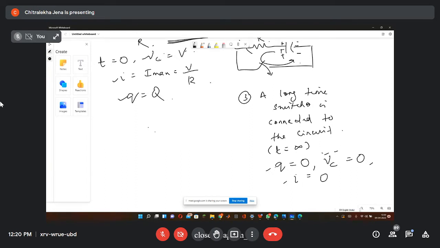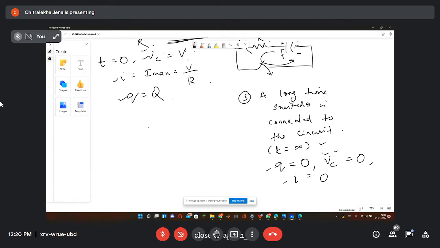Now, what is the difference in the capacitor condition at t equal to 0? What is the capacitor condition at t at infinite? Tell me. At t at 0, VC is equal to V. That means it is having a potential difference of capital V. Yes or no? So current at that time, t at 0, is the maximum current.